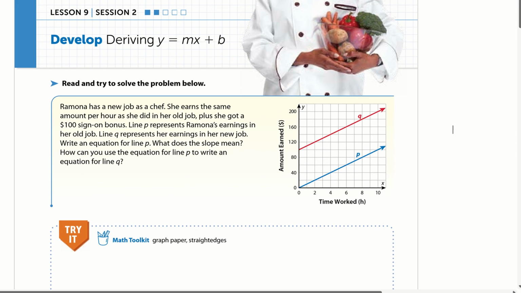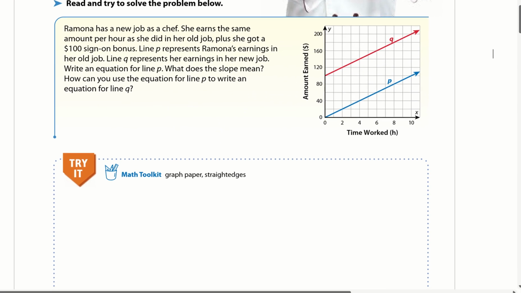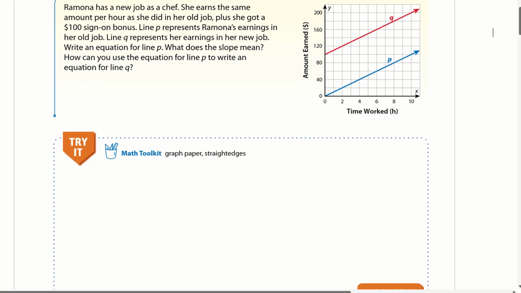Again, page 203. I want you to go ahead and try out the try it problem here. It says Ramona has a new job as a chef. She earns the same amount per hour as she did in her old job, plus she got a $100 sign-on bonus. Line P represents Ramona's earnings in her old job. Line Q represents her earnings in her new job. Write an equation for line P. What does the slope mean? How can you use the equation for line P to write an equation for line Q?